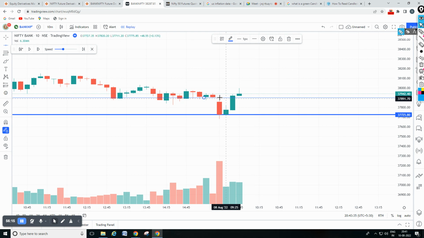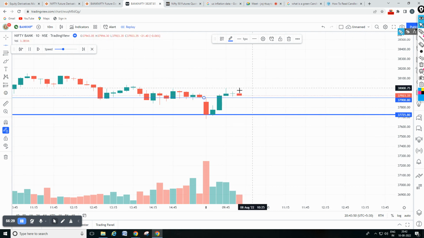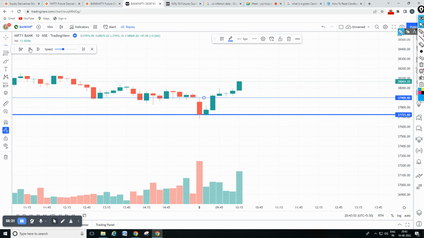So Rakesh ji is saying, okay, this is the point, it has crossed. Actually, I took the trade on this basis only. The market has crossed this point and I took that trade. We'll just see how the market is behaving.